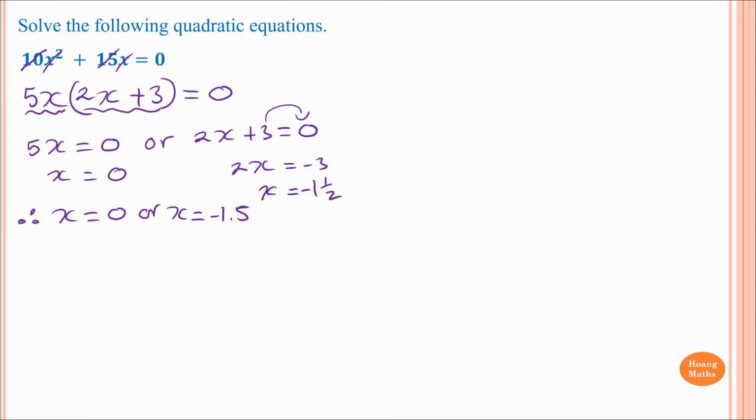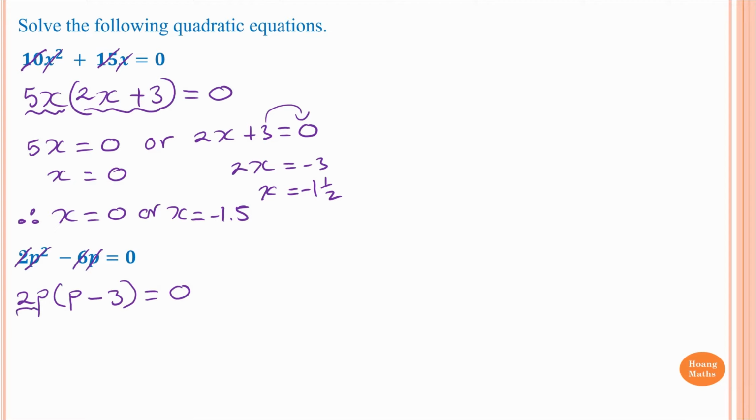Second one, 2p squared minus 6p is equal to 0. For the numbers 2 and 6, the common factor is 2. And for p squared and p, the common factor is p. So bracket. Now, 2 divided by 2 is equal to 1, and then p squared divided by p is p, and then minus 6 divided by 2 is 3, and then p divided by p we cancel out. So that's equal to 0.